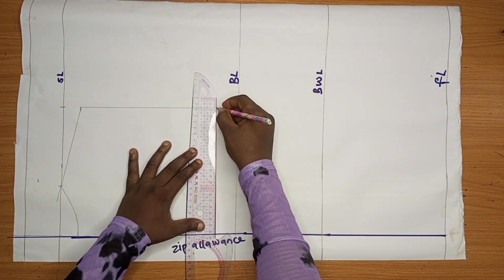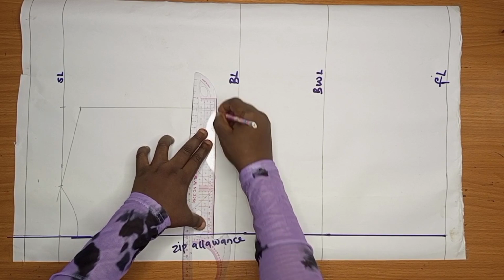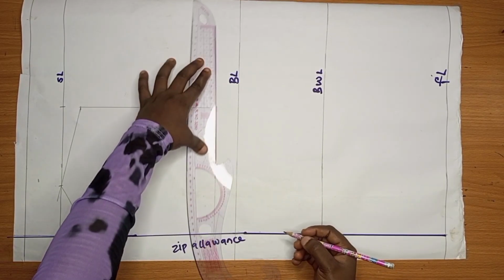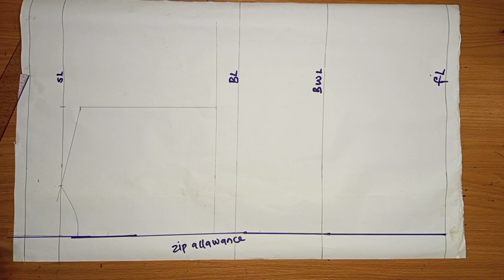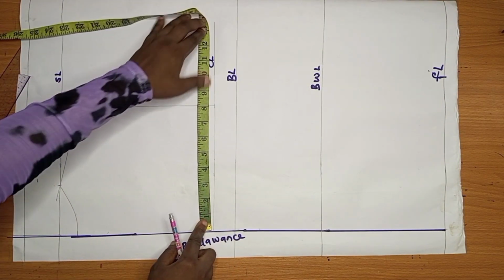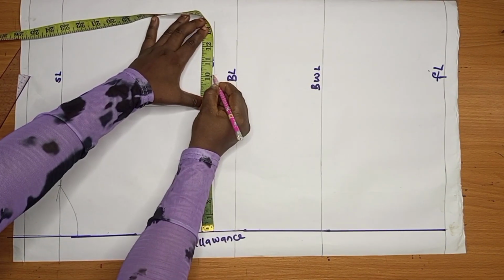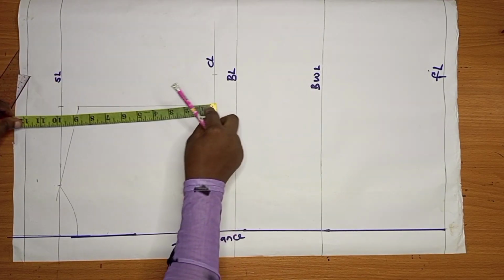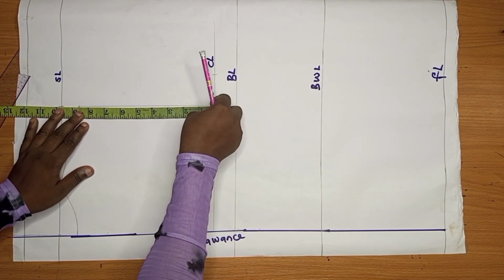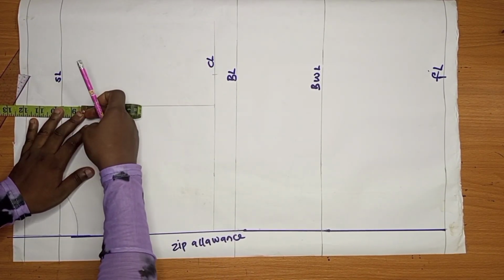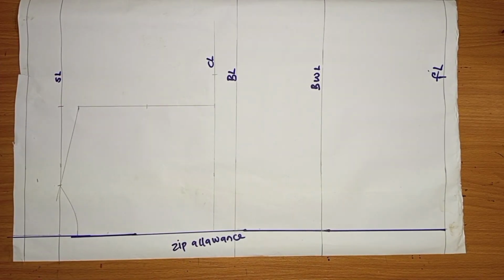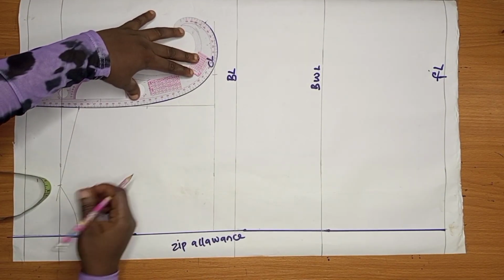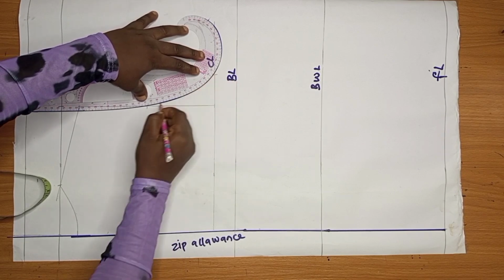I'll also rule a straight line like this, and this will be for my chest line. Now after doing that, I'm going to take my bust circumference divided by 4. I'll mark the points there, and then I will go ahead to divide what I have from my armhole area by 2. I will get the midpoint, and then I will connect the back armhole like this.